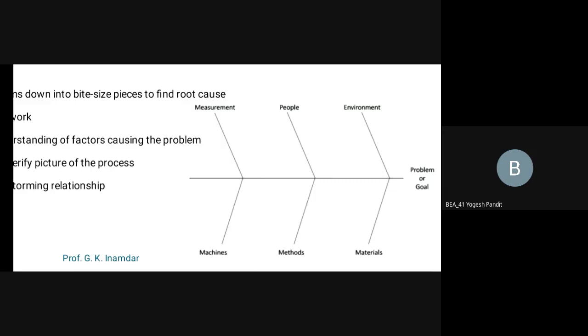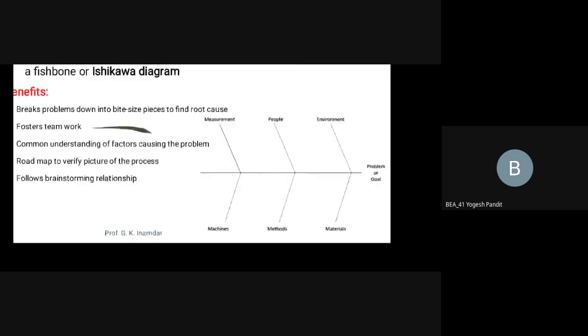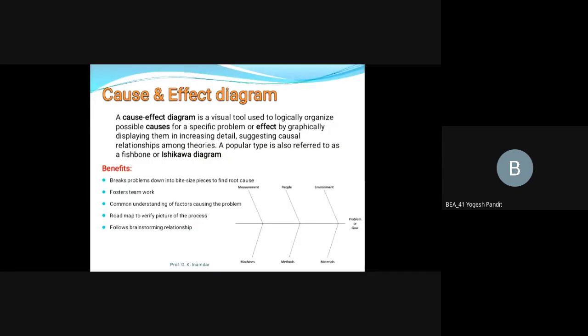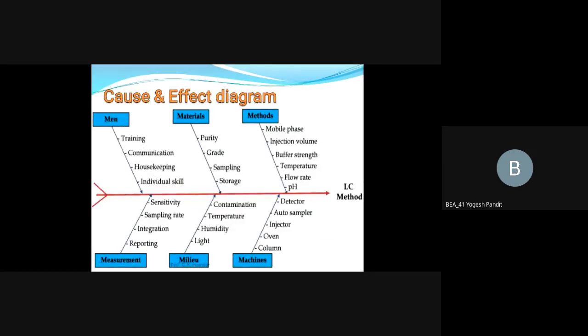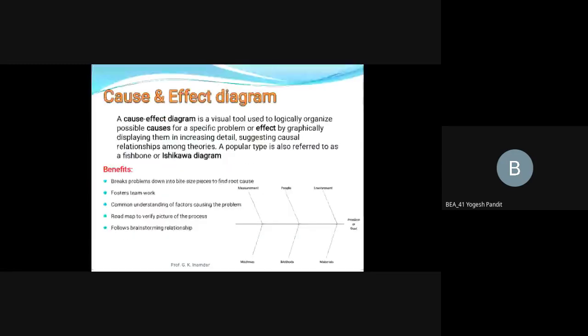So this fishbone diagram, or Ishikawa diagram, is also known as the cause and effect diagram. Okay, generally, suppose this is one example: suppose there is one problem. So who is responsible for that? We have to find out all the factors under particular headings: man, material, methods, measurement, machines, people, environment.